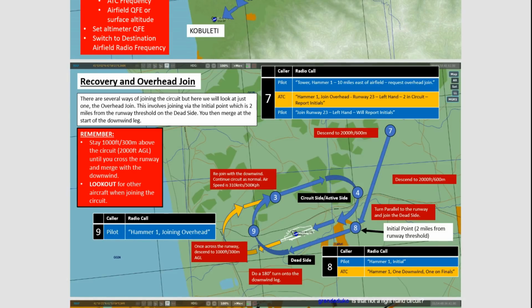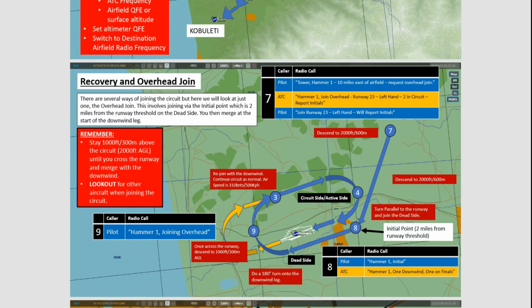Good. Everyone will be able to do it perfectly then, I assume. Well, the question is, this is hard to remember. So before you say joining overhead, you indicate that you've reached the initial point. So yes, at step 8, and then at step 9, you say joining overhead once you're turning onto the downwind. Yeah, so these are sort of informative calls. So 8 is I'm at the initial, 9 is I'm joining overhead. So it's saying you're about to merge with the downwind. That makes sense.